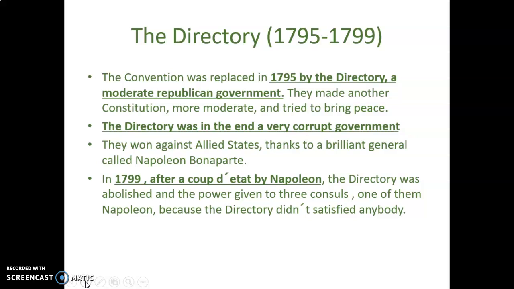So the Directory comes to power. The convention was replaced by the Directory in 1795. It's a moderate form of government. You need to know that, as you see, they were a very corrupt government. It was run by 5 men. In 1799, a coup d'etat, which means a stroke of state, was led by Napoleon, and that basically puts an end to the Directory.